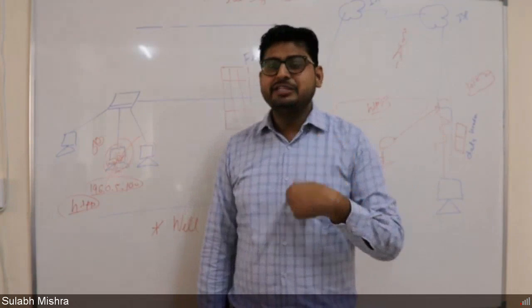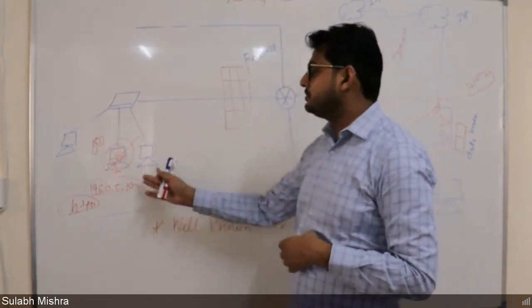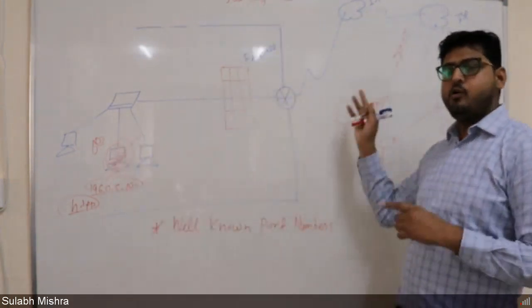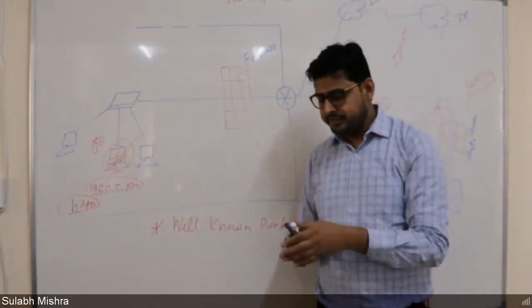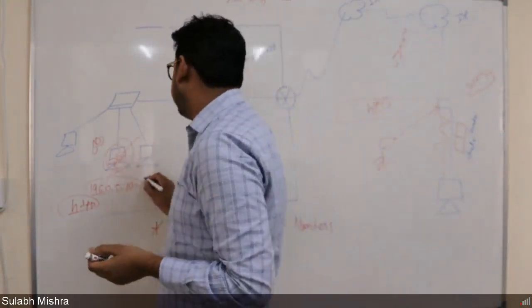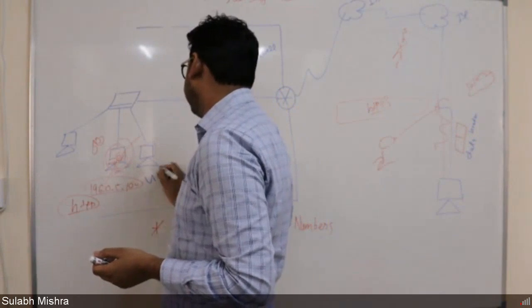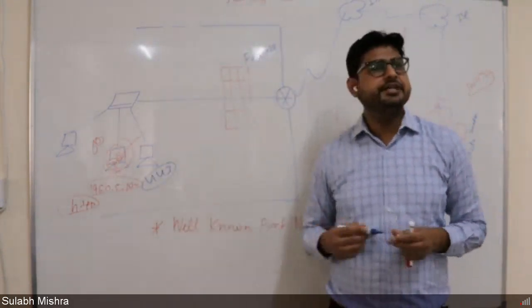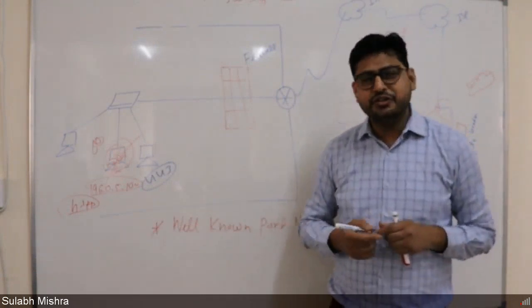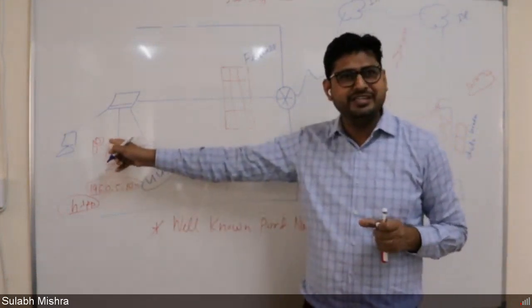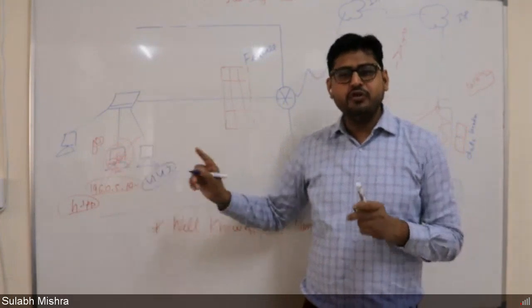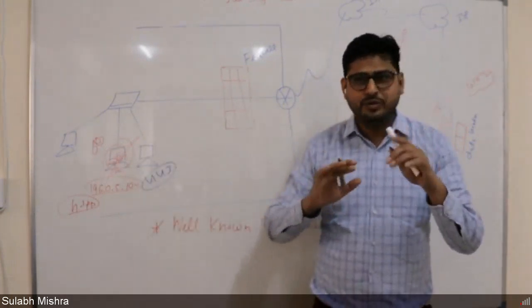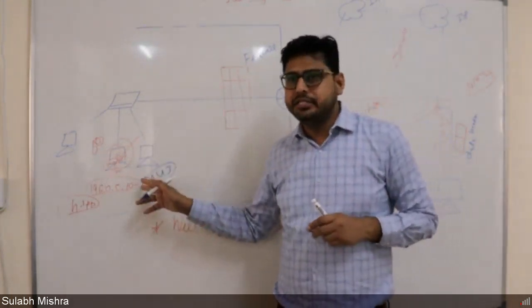Similarly, if you want to make this website accessible from outside over HTTPS, then you have to ensure that you are deploying this website on port number 443, right? 443 is reserved for HTTPS. You cannot host any other services on port number 443. 443 is only for website access over HTTPS.